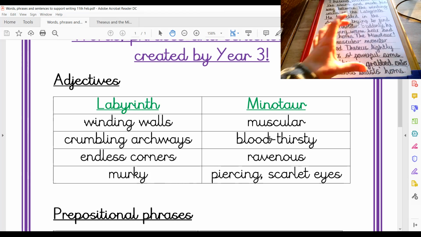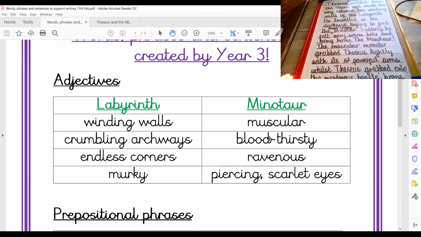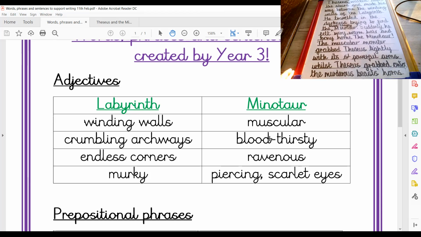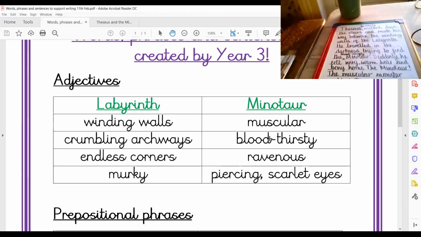I'm going to read that sentence, it's quite a long one. I'm going to read my complex sentence. The muscular monster grabbed Theseus tightly with its powerful arms, whilst Theseus grabbed onto the murderous beast's horns. I'm really happy because I've used a complex sentence now. Now, I've finished my writing here, but I could still continue and describe what happens next, where Theseus is flung into the air, he's slammed on the floor, and then finally he defeats the Minotaur. But here you can see an example of what your writing could look like today.